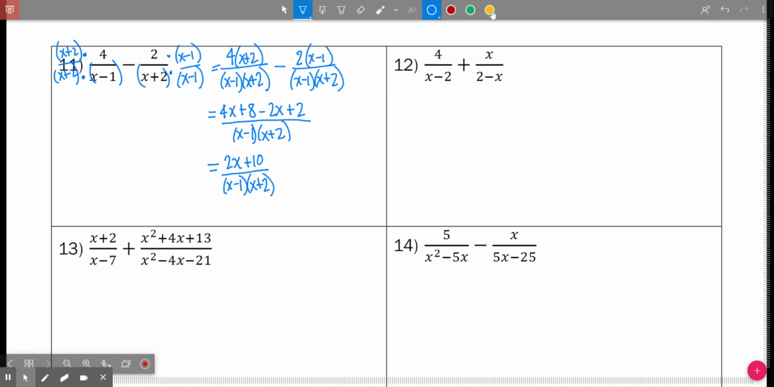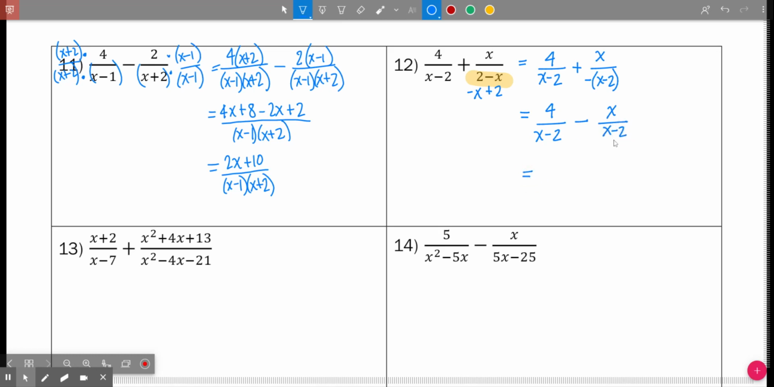In number 12, whenever you have this scenario, remember, factor out a negative, because this is the same as saying negative x plus 2. So this becomes 4 over x minus 2 plus x over negative x minus 2. Well, that negative just makes the whole fraction negative. So this is really 4 over x minus 2 minus x over x minus 2.